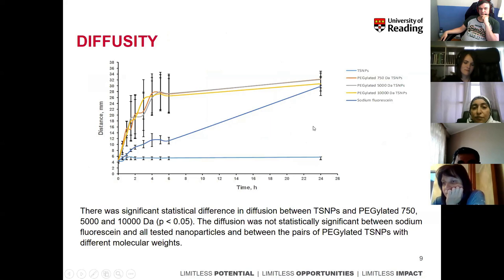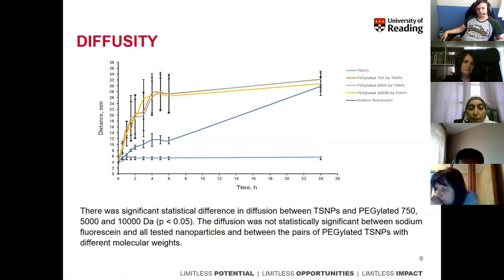there was a significant difference, of course, between the thiolated silica nanoparticles, which did not diffuse at all, and all the other pegylated formulations, and also with the positive control, which was sodium fluorescein. But it was not significantly different between the three PEG formulations, and also between sodium fluorescein and pegylated nanoparticles. There was no significant difference between them.